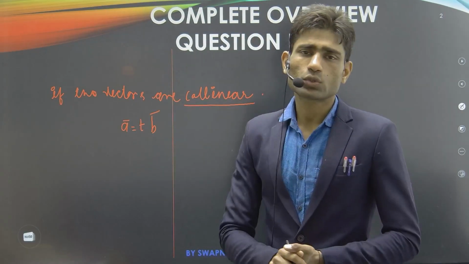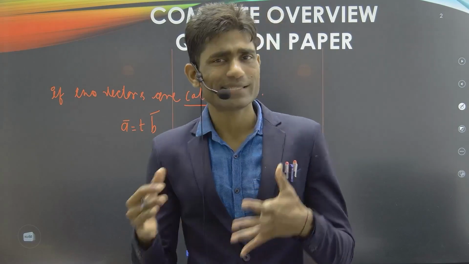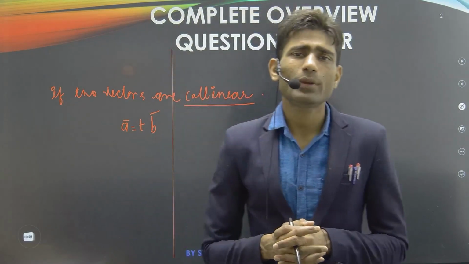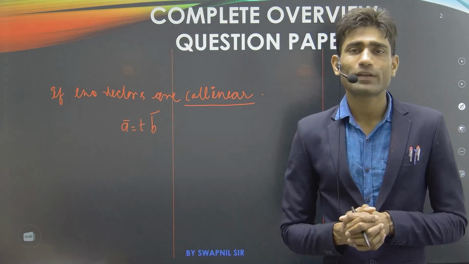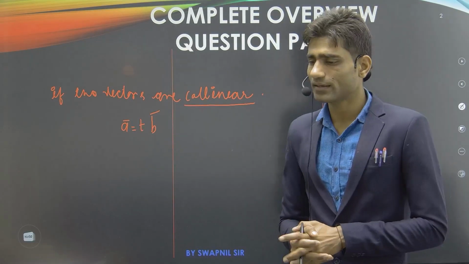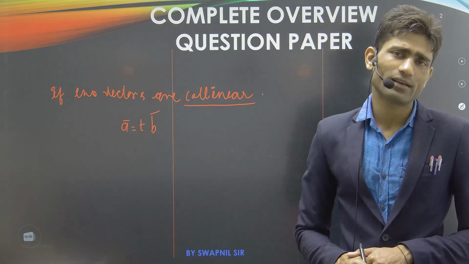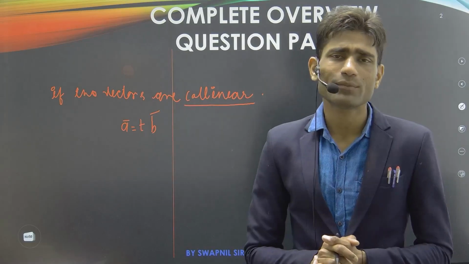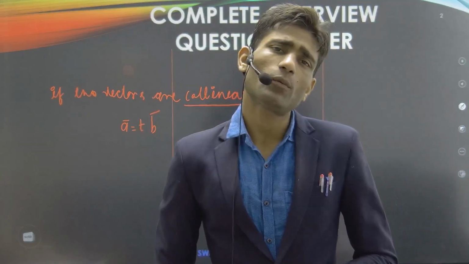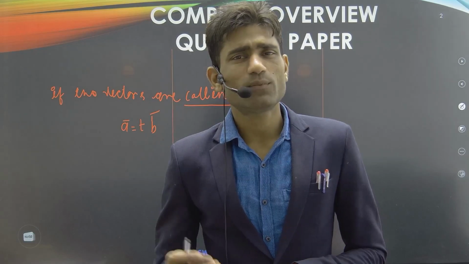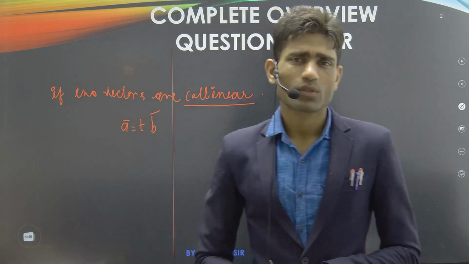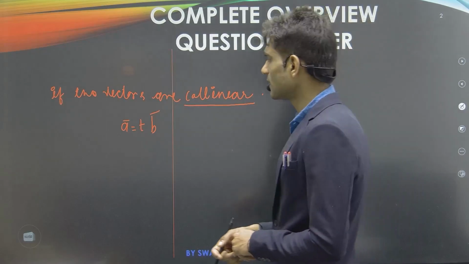If vectors are coplanar, that means all these vectors lie in the same plane, then to define this we write A bar dot B bar cross C bar in the form of a determinant, and we find the product for these vectors. This is the condition for coplanarity of vectors. Now the section formula for internal division and the section formula for external division are both very important for your upcoming board exam.